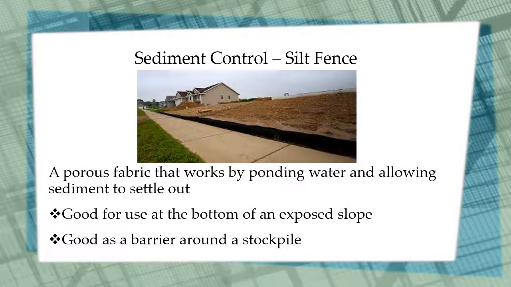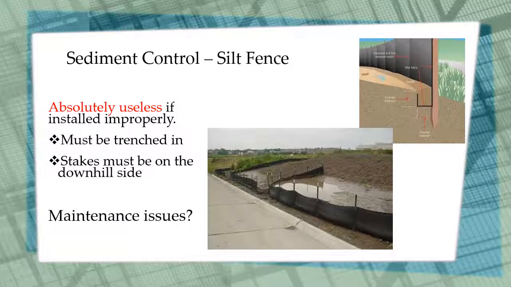Silt fence is probably one of the most common sediment control BMPs used. Silt fence works by ponding water and allowing sediment to settle out. Silt fence is good for use at the bottom of large exposed slopes, as well as as a barrier around the bottom of stockpiles. Silt fence should never be used in high concentrated flows. It is intended to pond water.